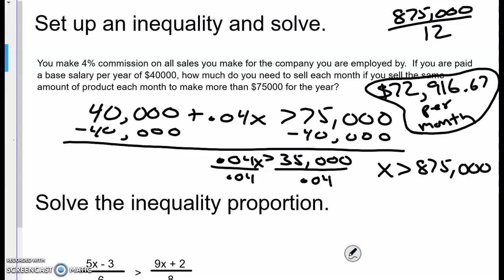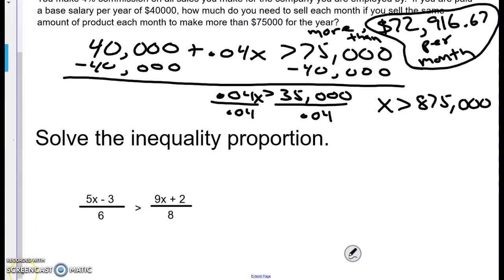if I want to make more than $75,000 per year. I need to get a number greater than this. So my X is greater than that, $72,916.67. That's how much I need to make per month. And actually, I shouldn't call it X because X represents the yearly salary. I would just say, actually, more than $72,916.67.